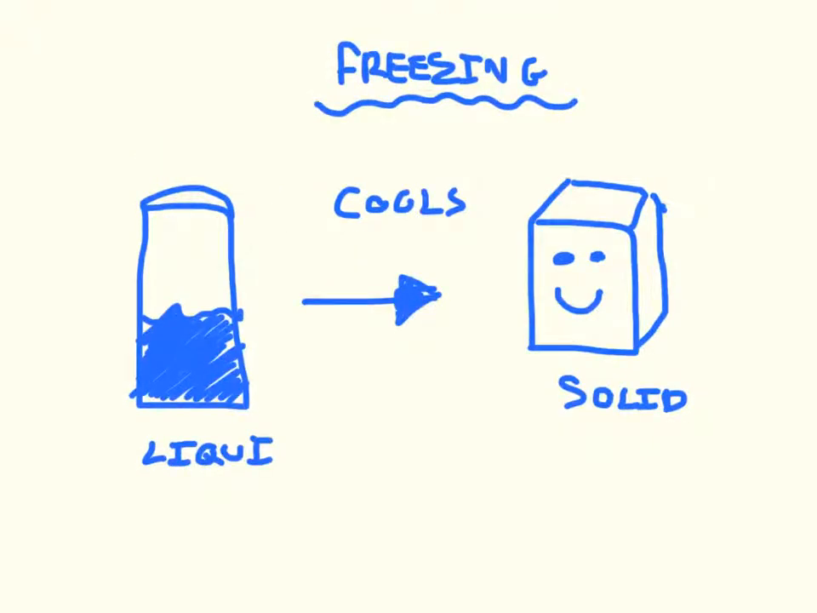The procedure of liquid turning into solid is called freezing. Freezing is when the liquid cools down and turns into solid. An example for this would be when you put water in an ice tray and leave it in a fridge, it eventually freezes and turns into a solid, an ice cube in this case.